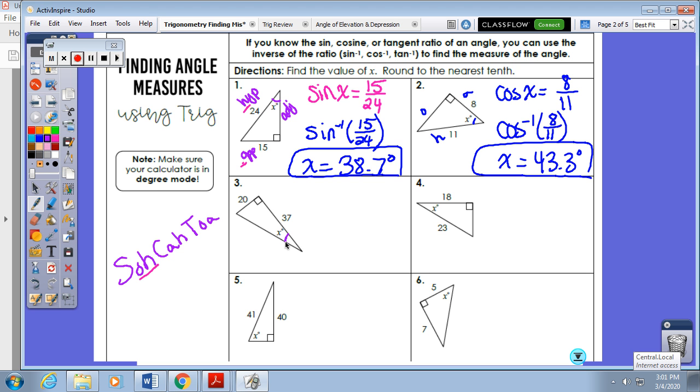Try number 3. So this is opposite, adjacent, hypotenuse. So we're using tan because we have opposite and adjacent. So tangent of x is equal to 20 over 37. Tan inverse of 20 over 37. Plug that in, you get x is equal to 28.4 degrees.